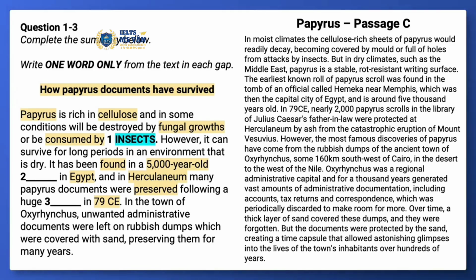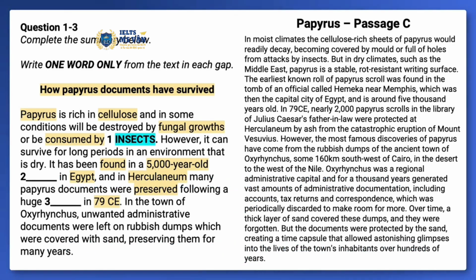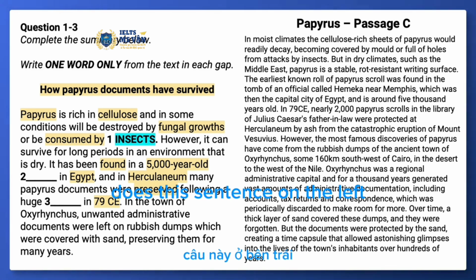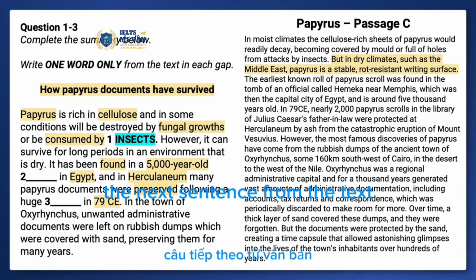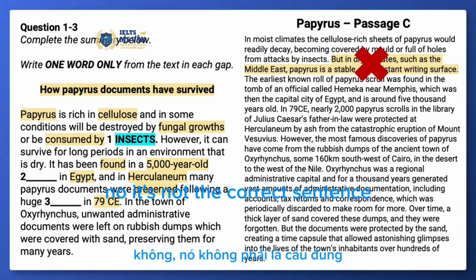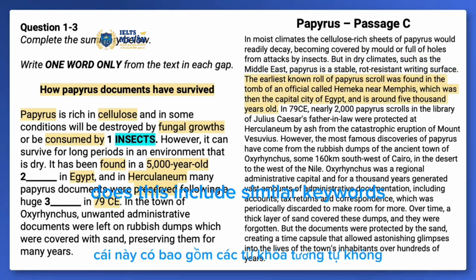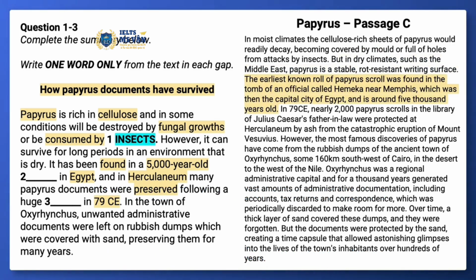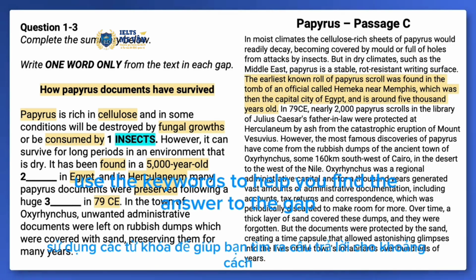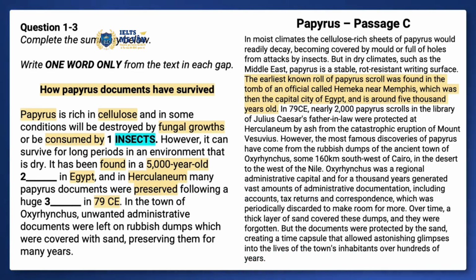Let's try the next gap. It has been found in a 5,000-year-old blank in Egypt. Does this sentence on the left, the next sentence from the text, correspond with the summary sentence? No, it's not the correct sentence. Here's another sentence. Does this include similar keywords? Yes. Use the keywords to help you find the answer to the gap now. Pause the video if you need to.